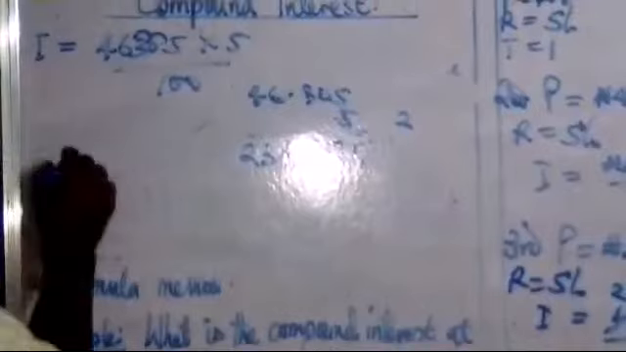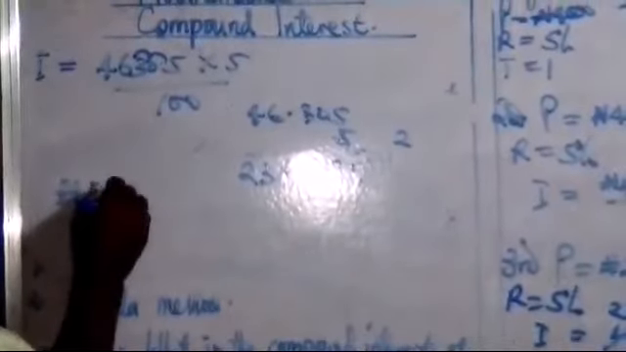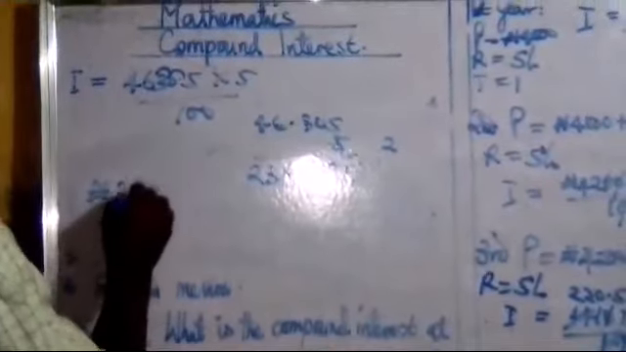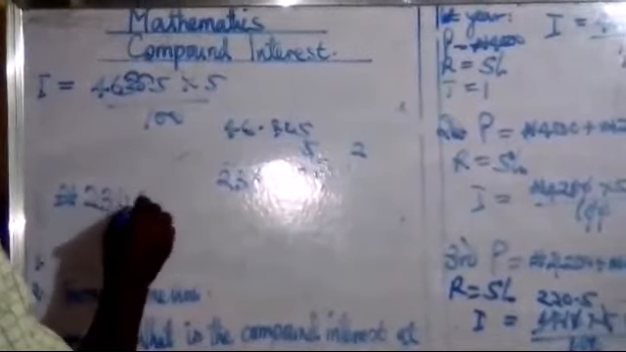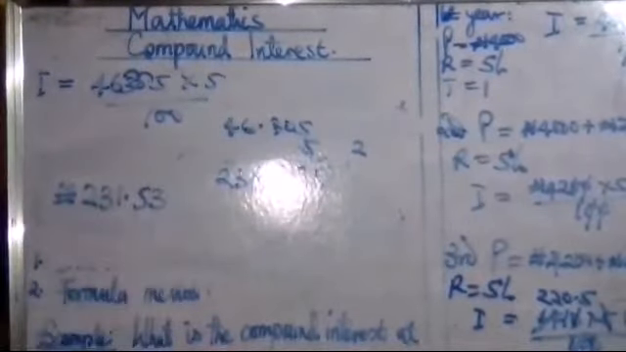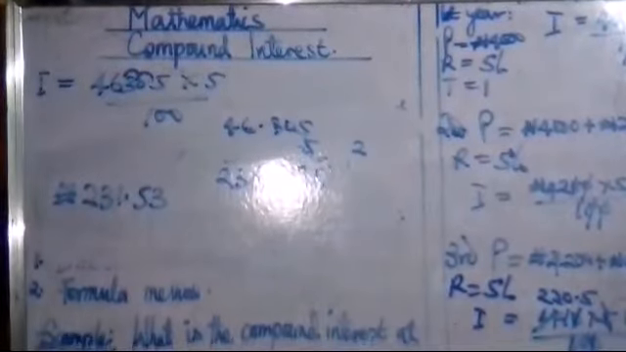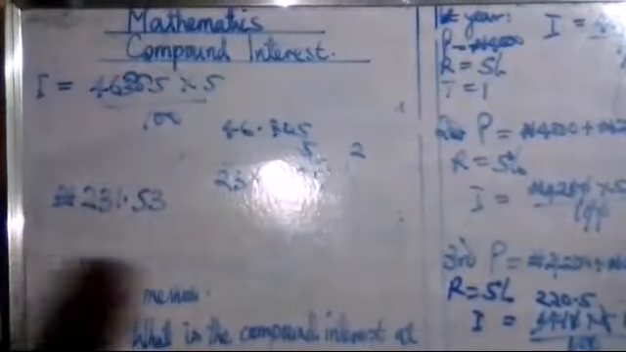So the new interest will be what? 231 naira 53 kobo. Sorry, 231 naira 53 kobo. That's what we have.